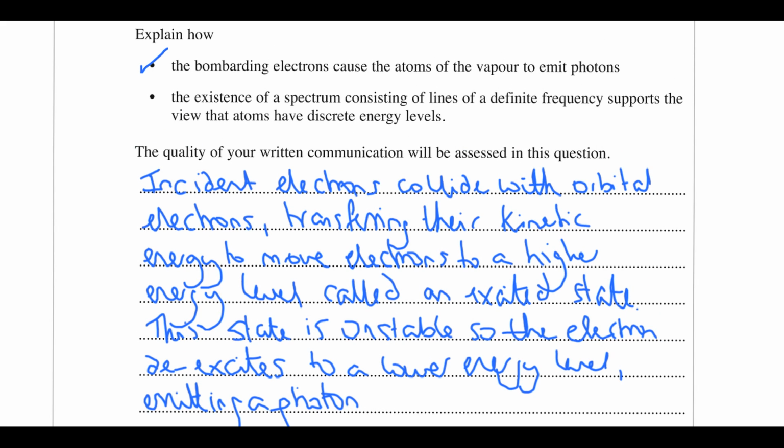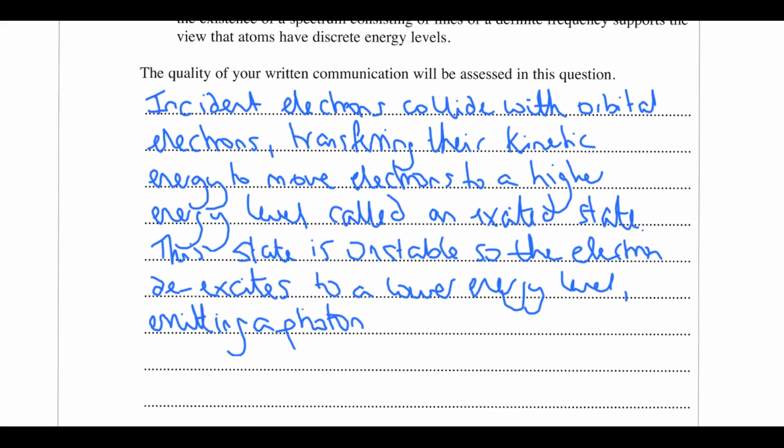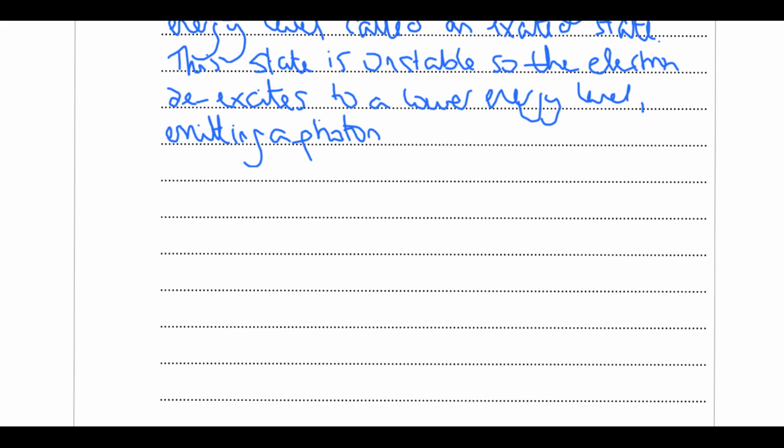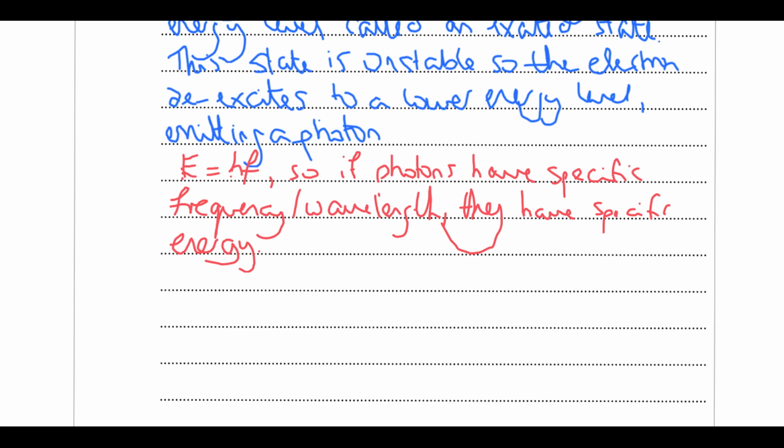We've done that one. Then it wants to know why a spectrum of specific lines supports the view that atoms have discrete energy levels. So photon energy is calculated by E equals hf. So if the photons have a certain wavelength or frequency, that means they have specific energy as well. Using the equation E equals hf, we've got photons of a certain frequency or wavelength. That means they have a specific energy.